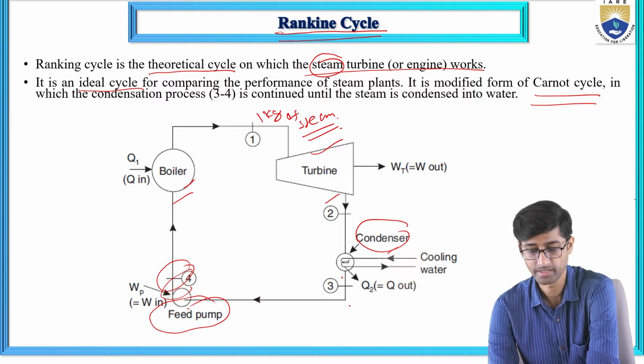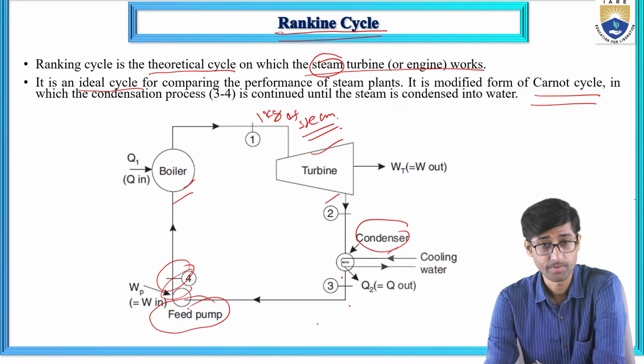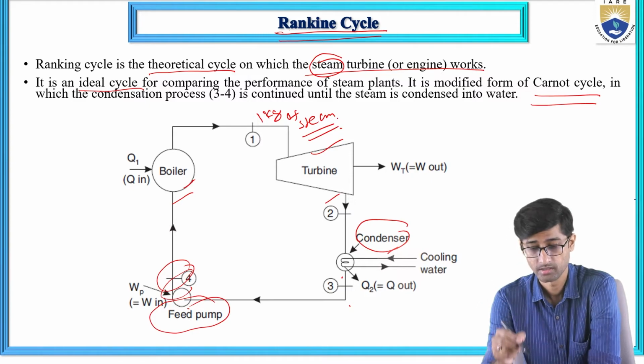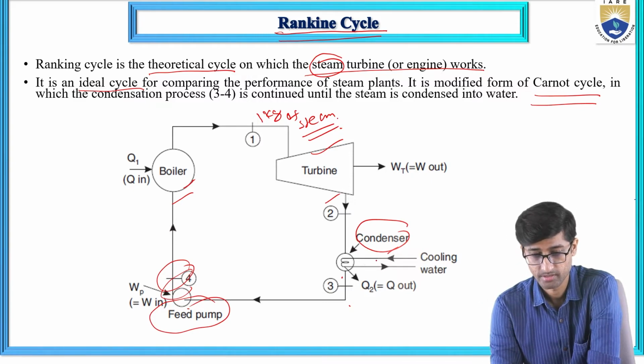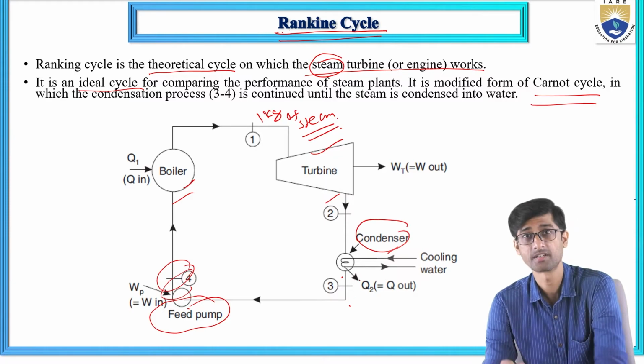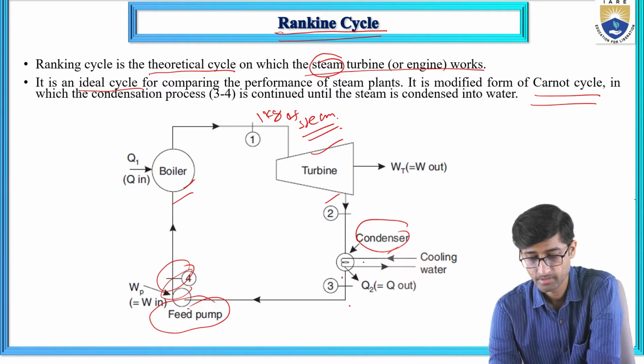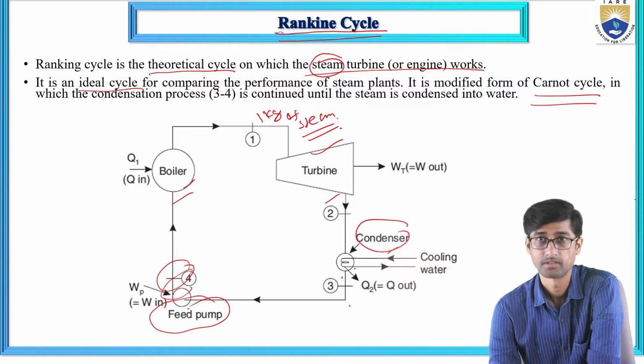Right? Where heat is rejected. Now, this wet steam is going to the compressor in the case of the Carnot cycle, where it is compressed till it becomes saturated liquid. But here, the wet steam is condensed continuously until the steam is condensed into water. So that is the difference between the Rankine cycle and the Carnot cycle. Here, the wet steam is condensed continuously in the condenser until it becomes saturated liquid.